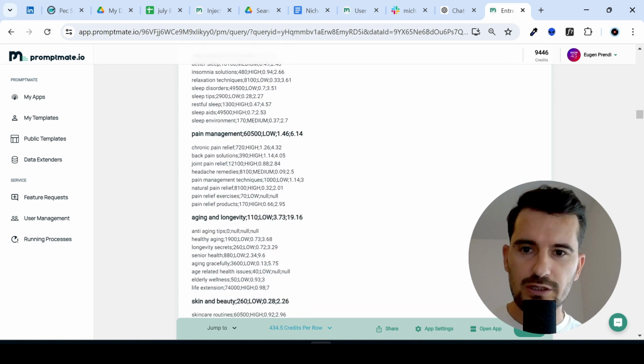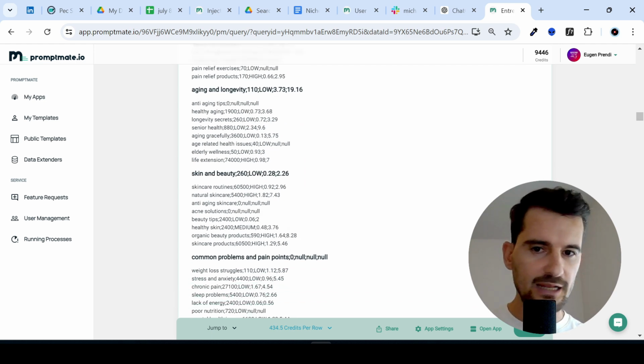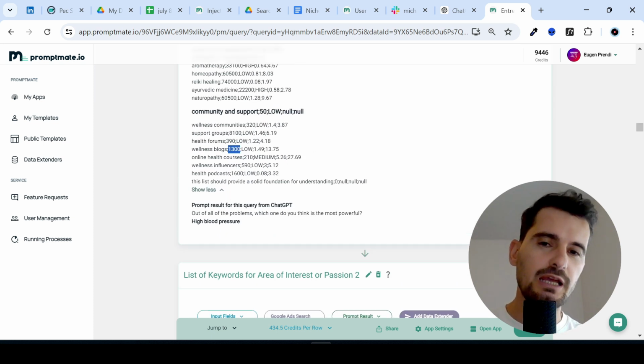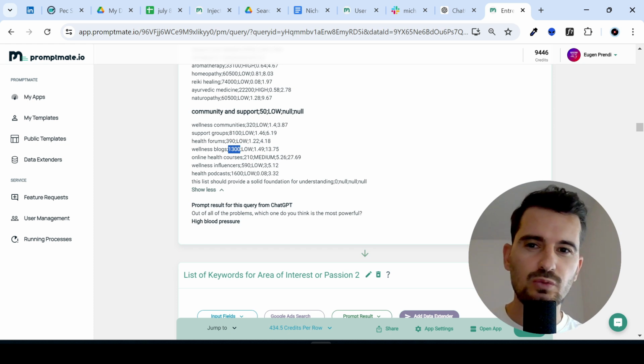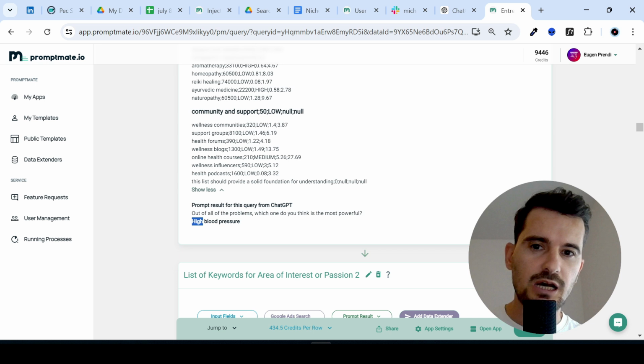Some are null, as you can see, which means they don't have a significant search volume. But this is just to show you that it's really analyzing everything. But then we said, analyze, do the whole work, but we already have the volumes in the input. As a prompt result, in this part of the template, we only want to get our most powerful problem and get it as a result, right? So in this case, it's high blood pressure.